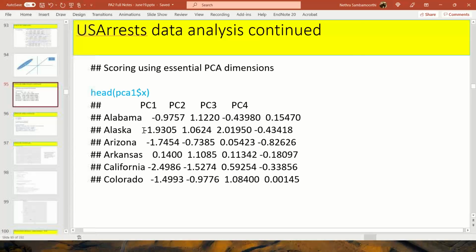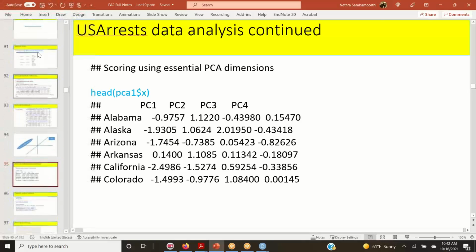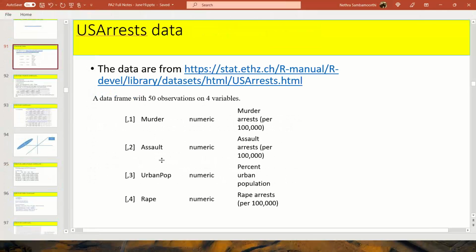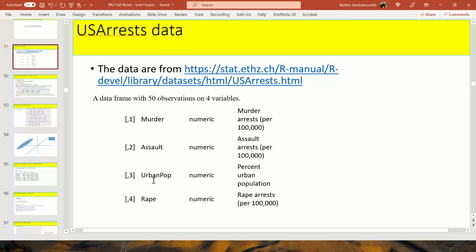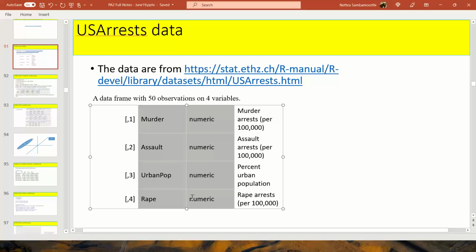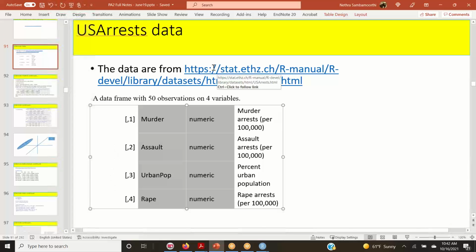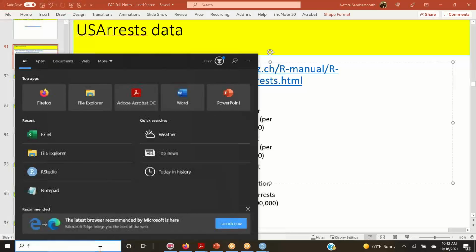There are 4 dimensions for 50 states. These are population size, murder, assault, and rape, and then urban population size. These are the only 3 types of crimes we are talking about here in the data set. Okay, let me go back to this one more time.